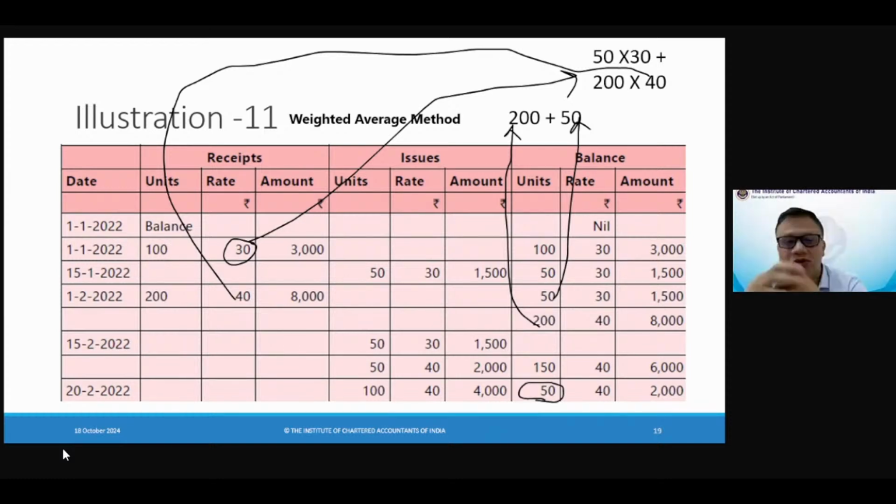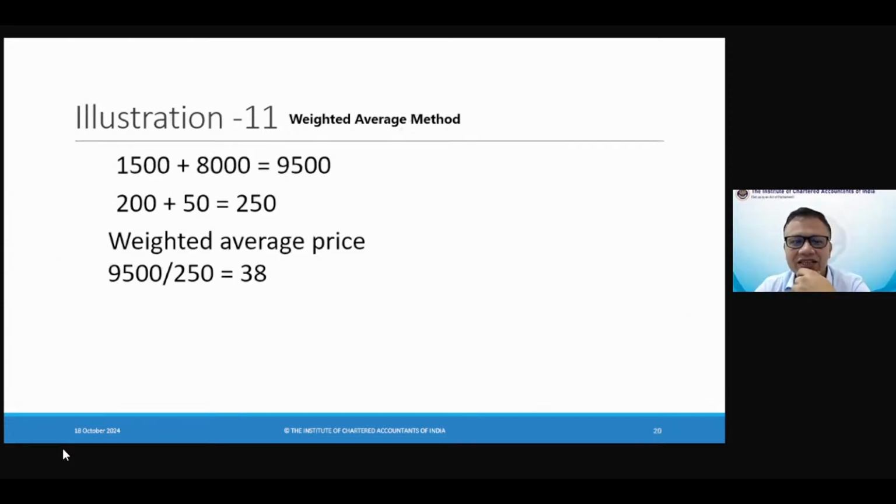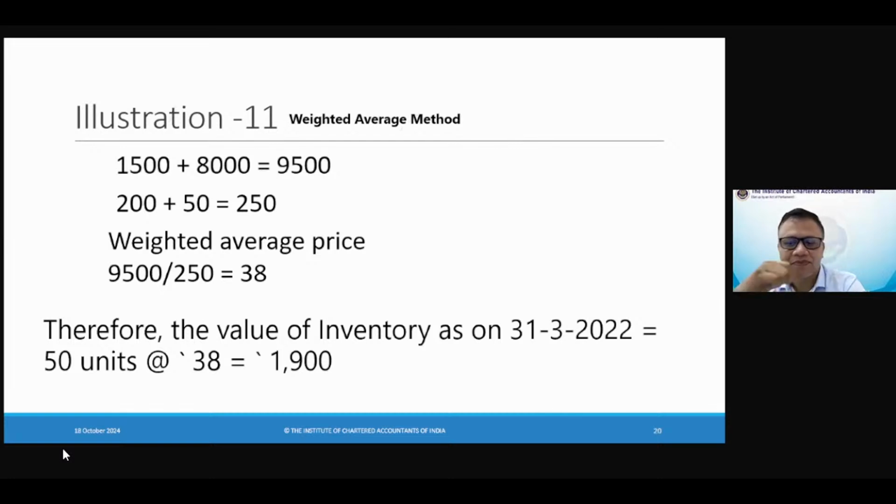Okay. On 20 February 2022, we have to find the balance for the 50 units which remain. What is the value of that weighted average price? What we did is we just divided it, and whatever price we got, we attached it to these 50 units. So our value became 1900.